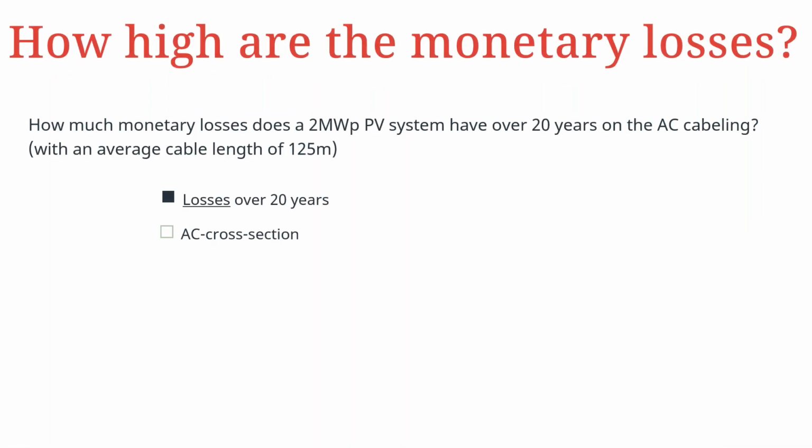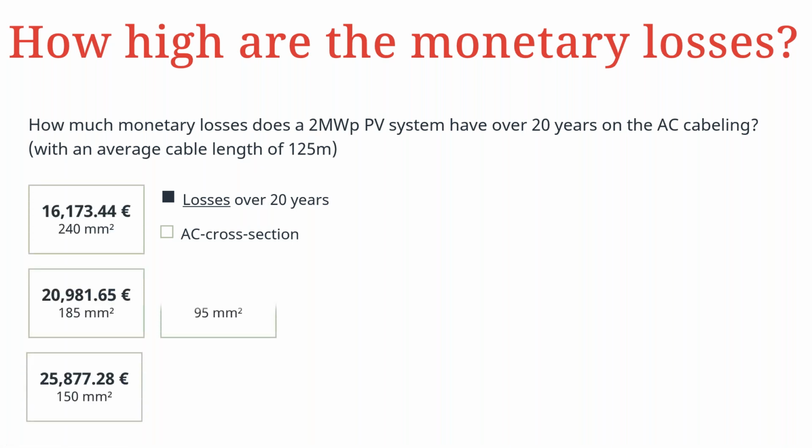So how high are the monetary losses when it comes to the implementation of cables with their respective cross-sectional area? Well, an example has been made here for the monetary losses for a 2 megawatt peak system, with an extrapolation of over 20 years on the AC cabling, and then with an average length of 125 meters. So as you can see, we have figures already.